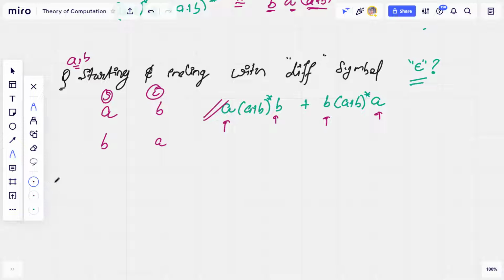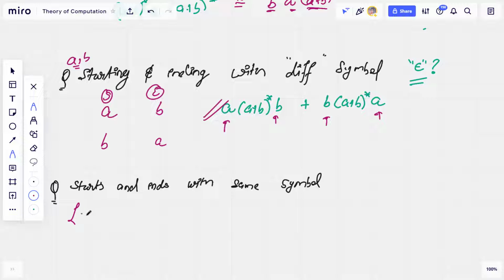Now let's see the same symbol model. Starts and ends with the same symbol. This is going to be interesting. 100% of you will commit mistakes here. I mean 99%. You can pause the video and think for yourself how you are going to solve this. 99% are going to commit a mistake here. And I will tell you it's not because of epsilon. So let me write the language here so I can show you what mistake can be made.